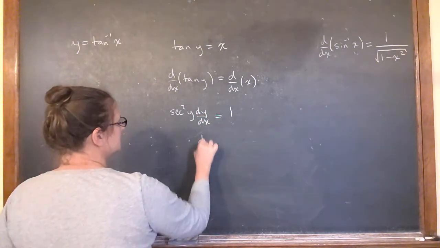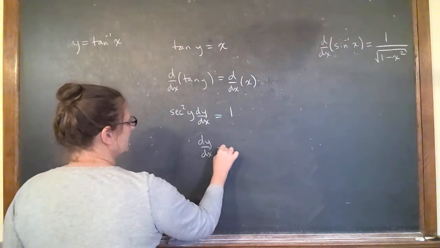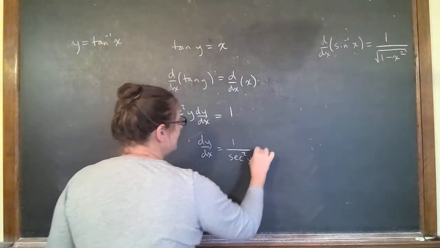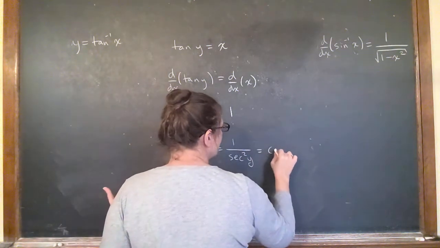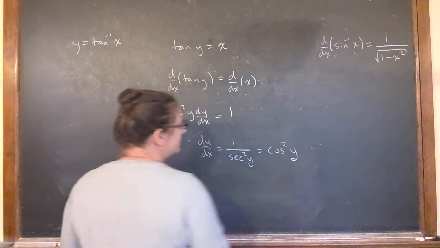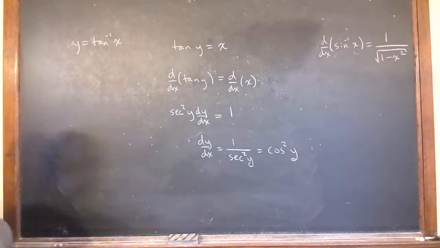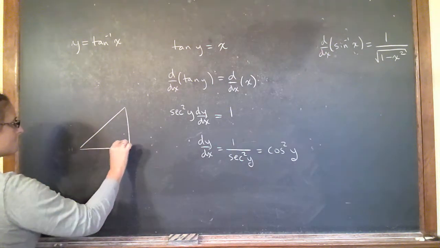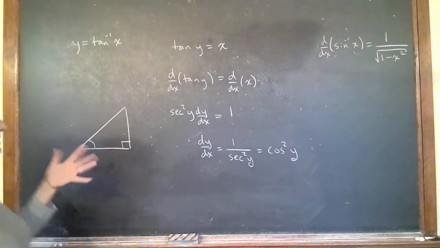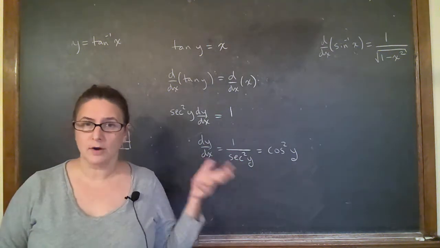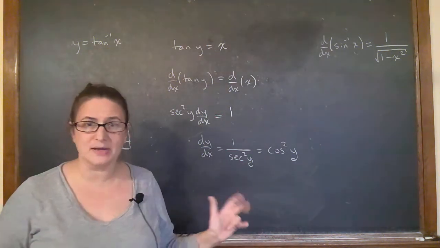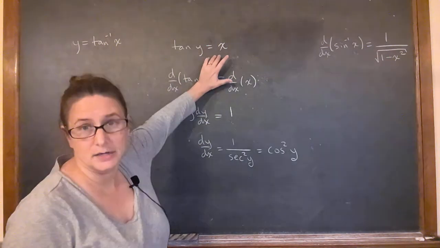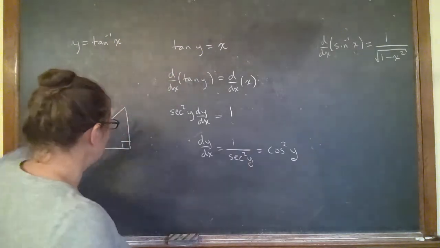So dy dx is 1 over secant squared y, which, by the way, is cosine squared y. And then we have to do the same thing. We have to go back to that triangle. The triangle is different this time, because the x and the y are in different places: instead of x being sine y, it's tangent y.